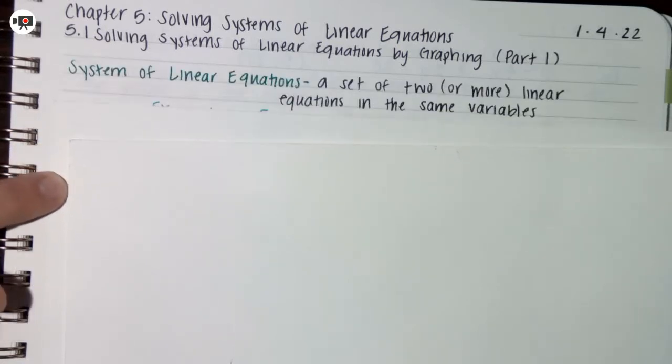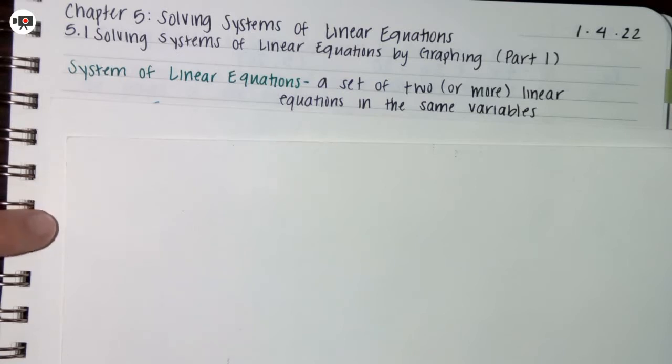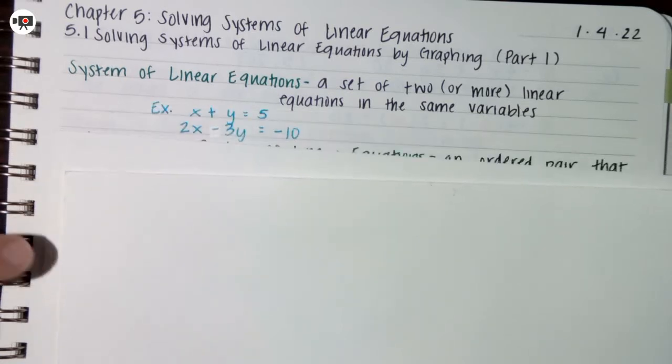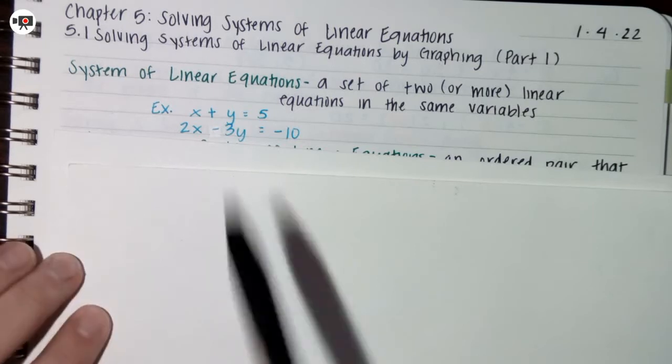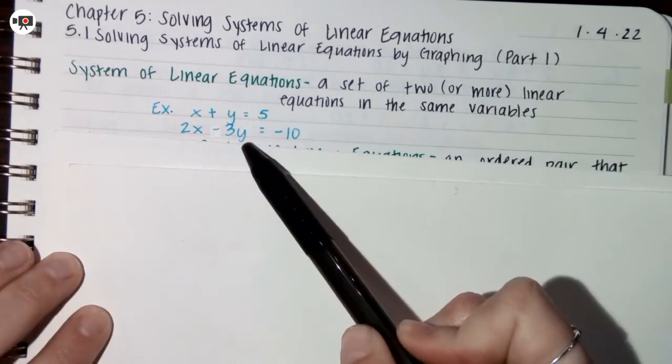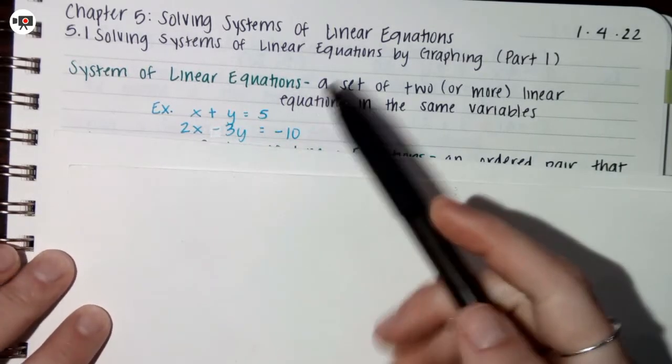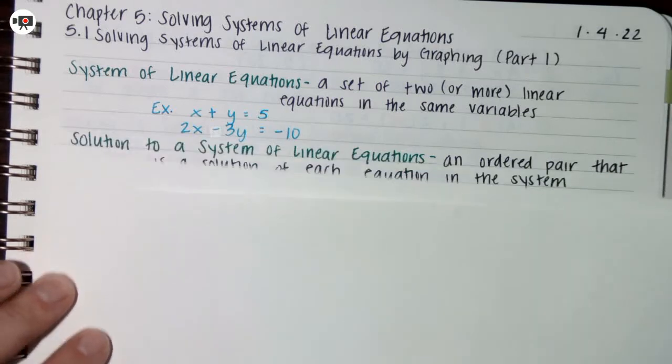So a system of linear equations is a set of two or more linear equations in the same variables. So they're both equations that will graph as straight lines, and they have the same variables in there. So these two equations, they both have x's and they both have y's. If I were to graph them, they would form straight lines.